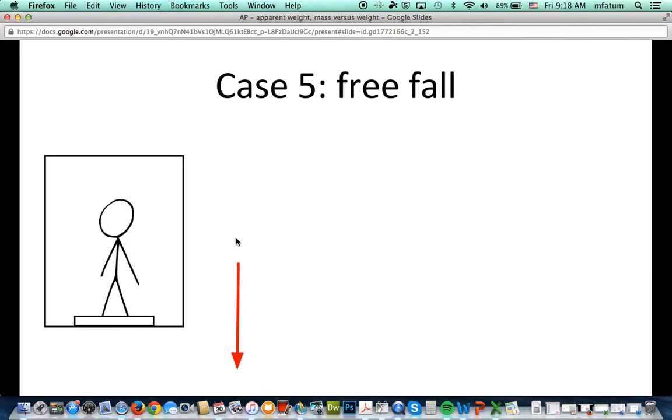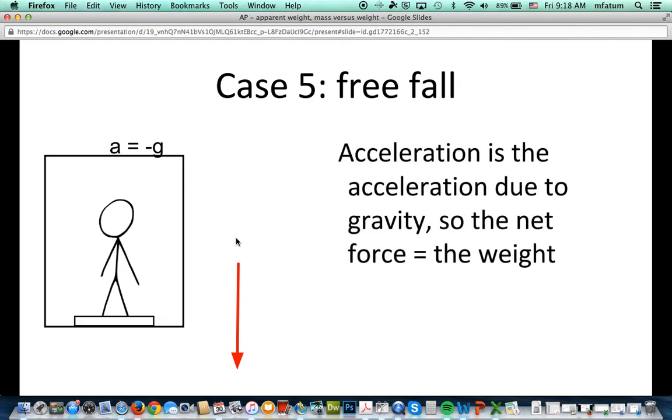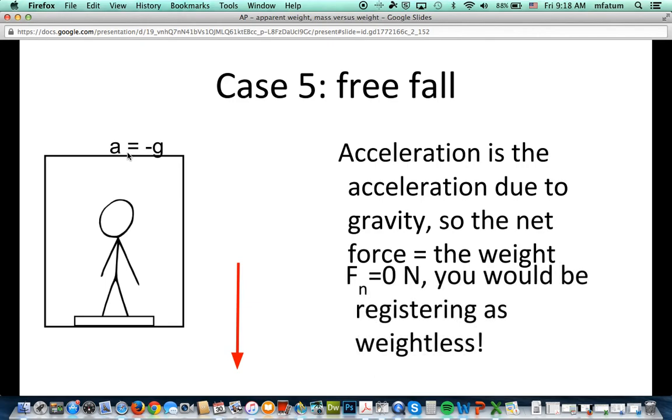Now, what about free fall? So free fall means that my acceleration is negative g. I am accelerating downward according to gravity. So the acceleration is the acceleration due to gravity. So then my net force must equal my weight, right? Because net force equals mass times acceleration. So net force would equal mass times g. And therefore, mass times g, well, that's just the weight. So that means my net force is the weight. So I'm actually going to register a 0 scale reading. I'm going to register 0 newtons on the scale, which means I'm essentially weightless.